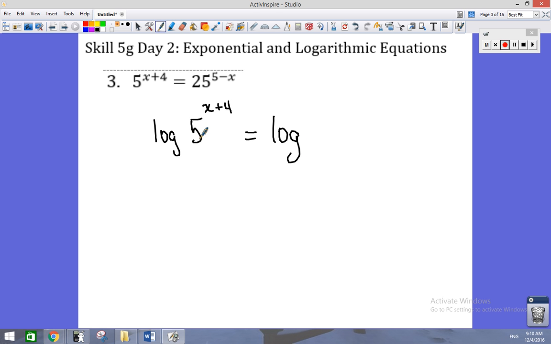If I had a base of e, I would definitely take the natural logarithm, because then it would just make the solution a little bit quicker and easier. But again, it doesn't matter. We'll get the same answer either way.